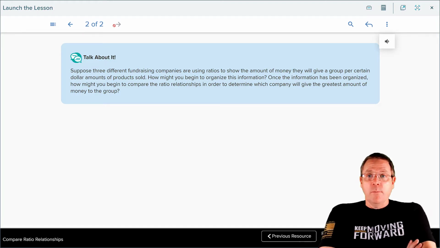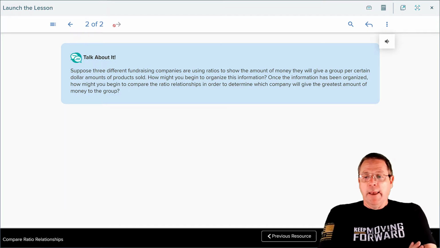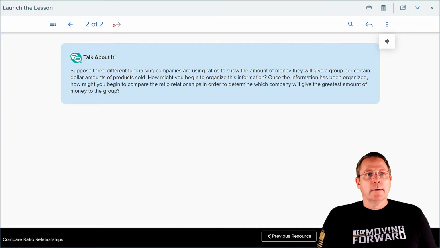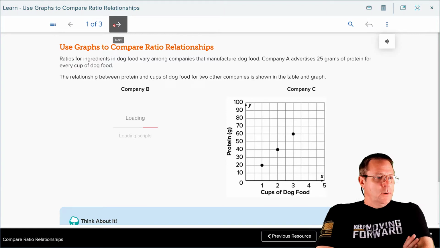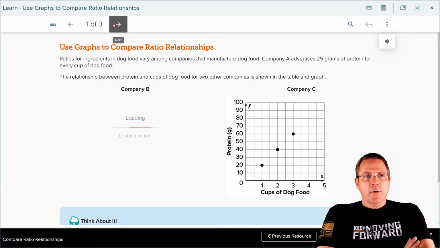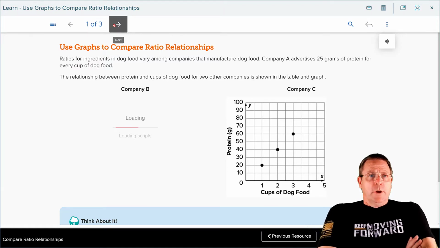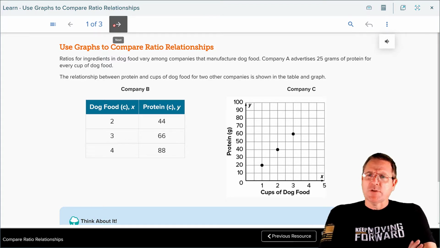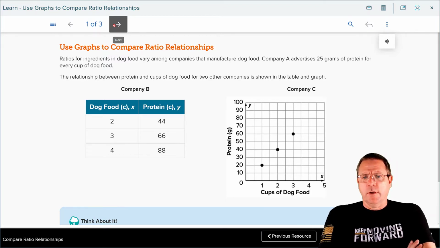And that's kind of the whole point of this lesson, is to figure out how we can organize this information and then compare it so that we can figure out who is going to be the biggest bang for our buck. One way that we can do this is by using graphs to compare ratio relationships. Ratios for ingredients of dog food vary among companies that manufacture dog food. Company A advertises 25 grams of protein for every cup of dog food. The relationship between protein and cups of dog food for 2 other companies is shown on the graph.